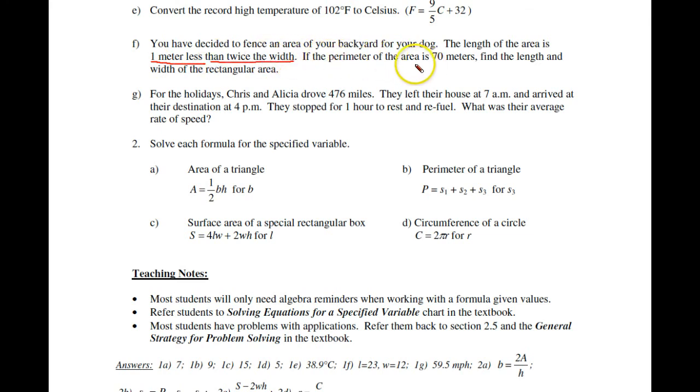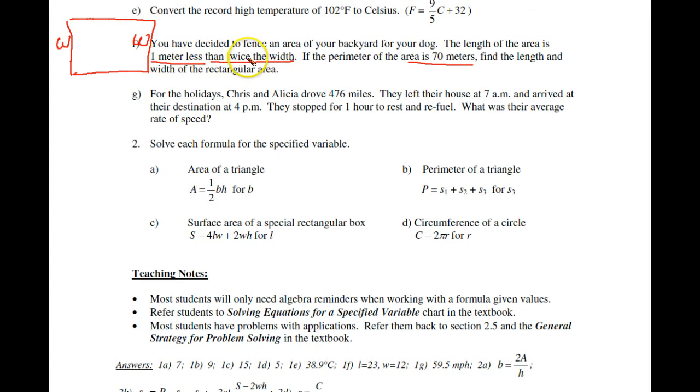If the perimeter of the area is 70 meters, find the length and width of the rectangular area. So what I think we might need here is a picture. Again, it doesn't have to be exact in size, but just to give us an idea where to put our stuff here. The length of the area is twice the width. So we don't know the width at all. So this will be our width here.